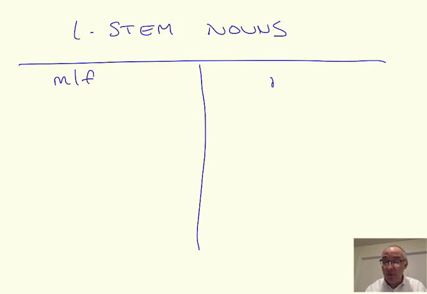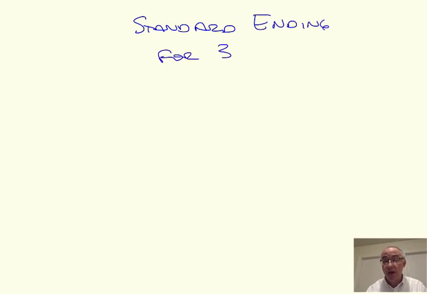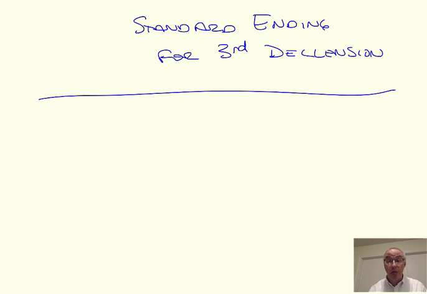So, I stem nouns in the masculine, and I'll cut to the chase right here, masculine and feminine, and then neuter. Let's refresh our memory. What are the standard endings for the third declension? In other words, can you decline a third declension noun?